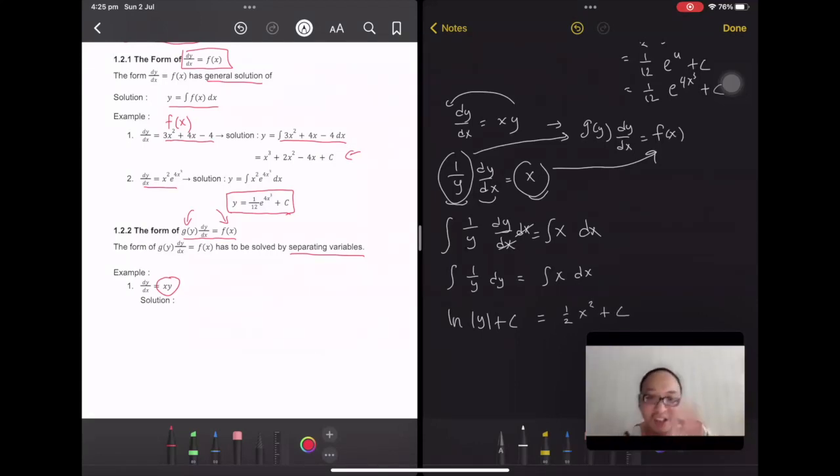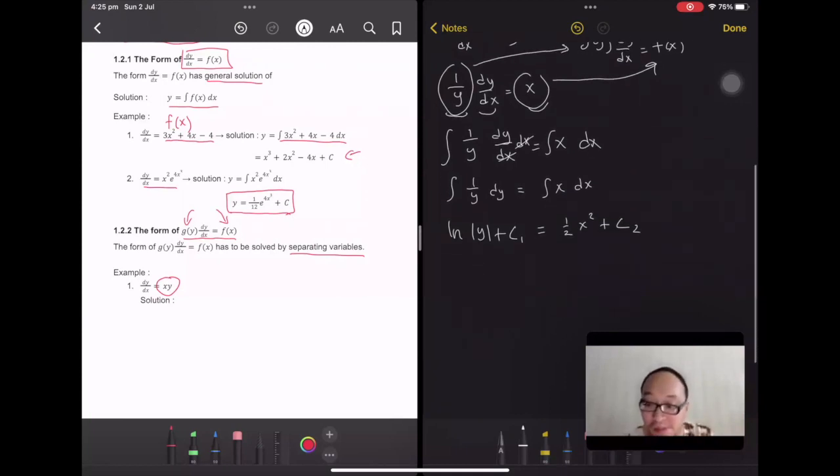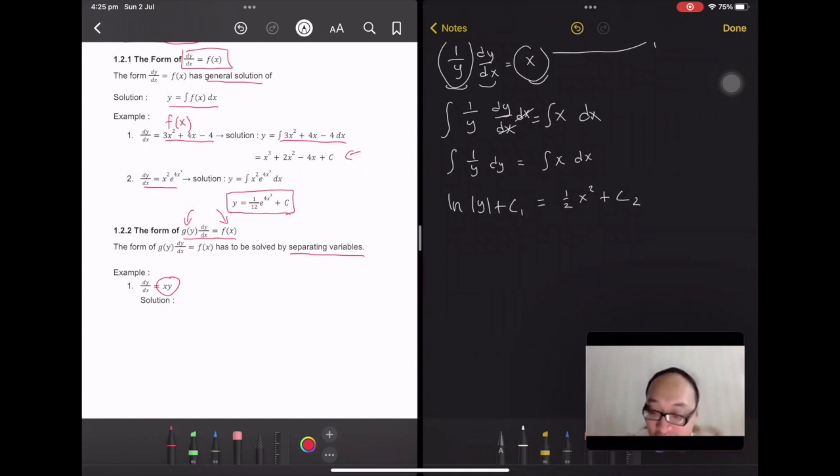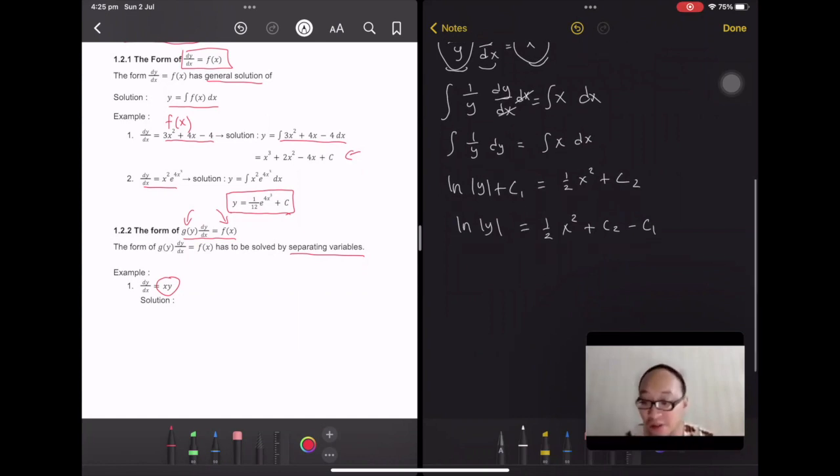Since c on the left side and on the right side is different, we can make this one c1 and this one c2. So we can rearrange: ln y equals half x squared plus c2 minus c1. Since we don't know c2 and c1, we can combine them into another variable c. So ln y equals half x squared plus c.